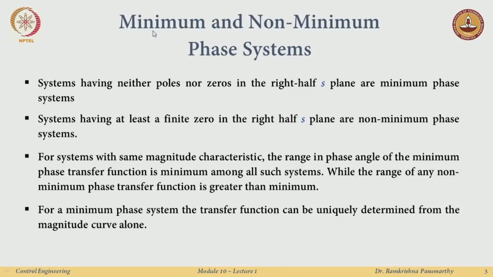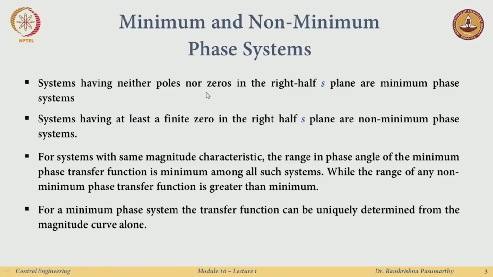That first leads to defining the concept of minimum and non-minimum phase systems. I'll briefly run you through these things before I tell you why we need them. Systems which have neither poles nor zeros in the right half S plane are minimum phase systems. So far we characterized poles being on the right hand side and identified them with essentially unstable systems. We never talked about zeros either on the left or on the right.